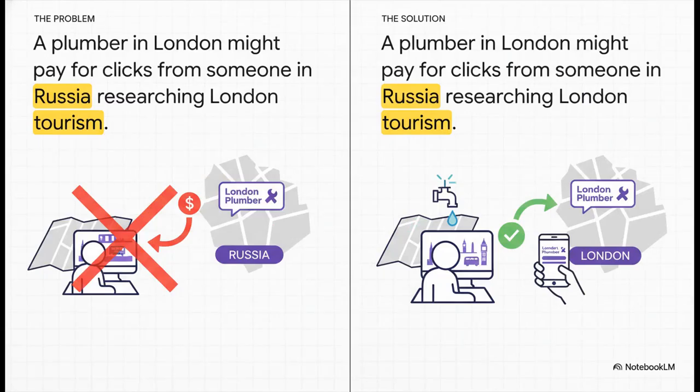Just think about it for a second. Let's say you're a plumber in London. You only want to reach people who are physically in London. But with that default setting, your ad could be shown to someone sitting in Russia who is just daydreaming about a future trip to London. They click your ad out of curiosity, you pay for it, and poof, there is absolutely zero chance they will ever become a customer. The solution is to dig into the settings and change it to presence, people in or regularly in your targeted locations.